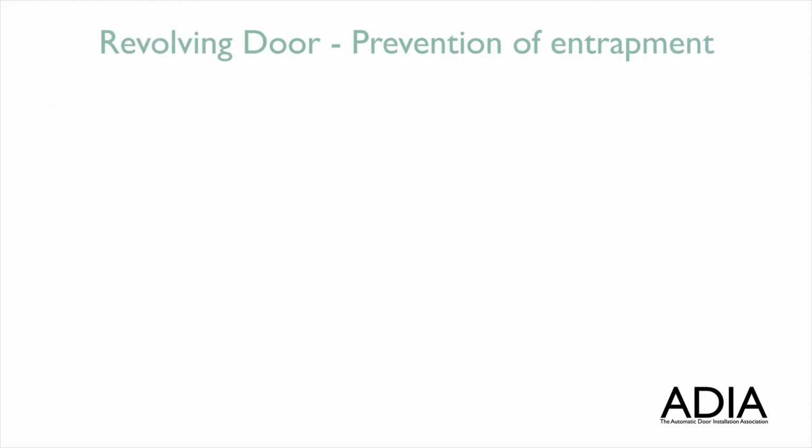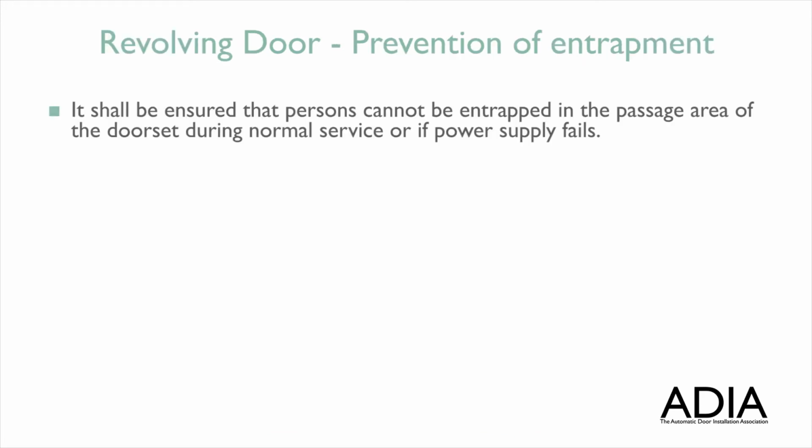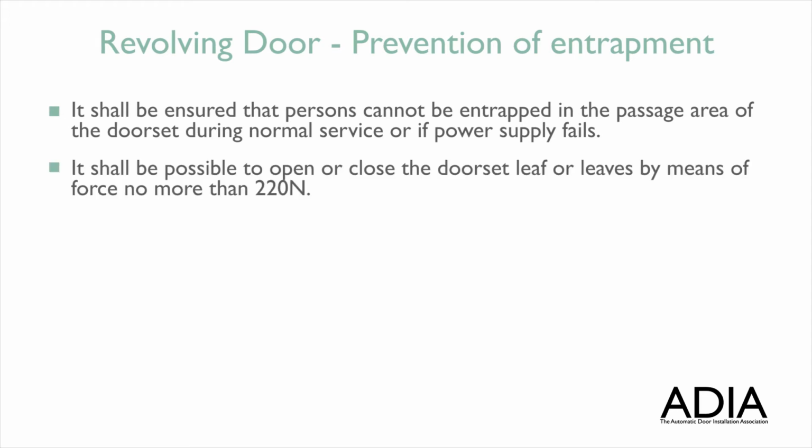Prevention of entrapment. It shall be ensured that persons cannot be entrapped in the passage area of the door set during normal service or if the power supply fails. It shall be possible to open or close the door set leaf or leaves by means of force no more than 220 newtons.